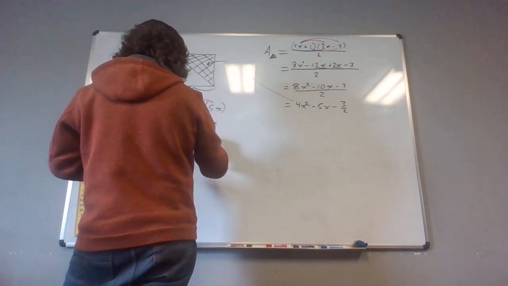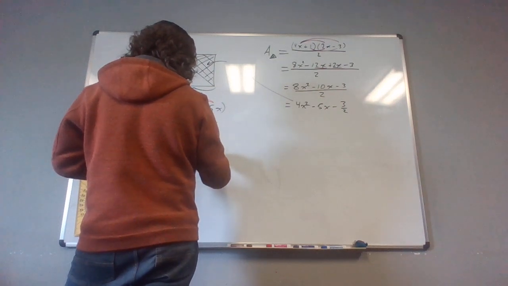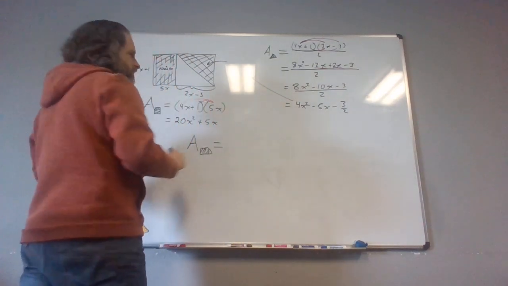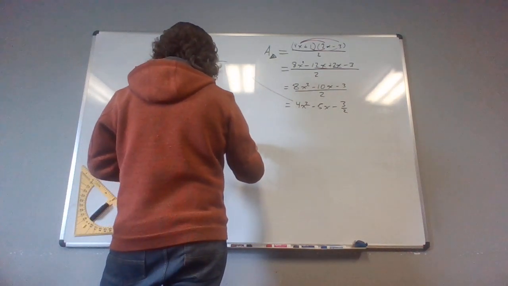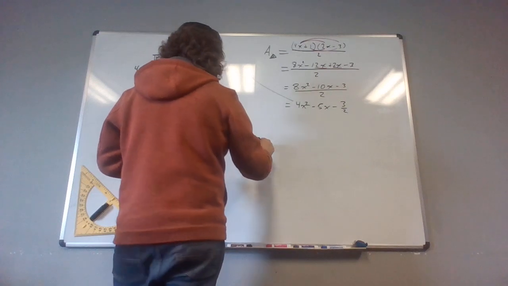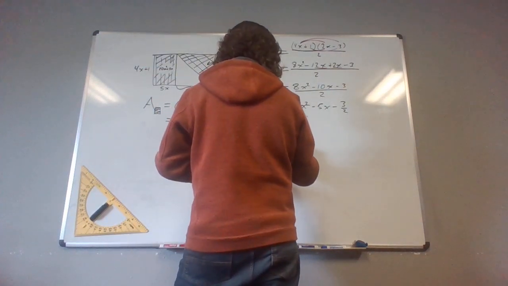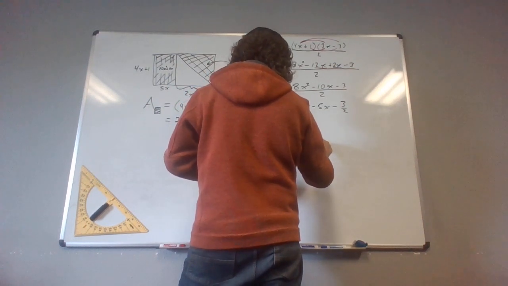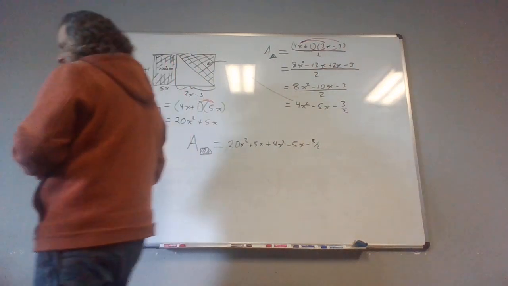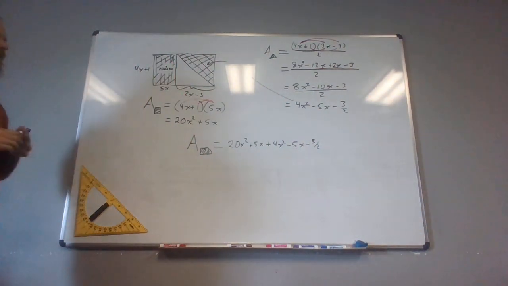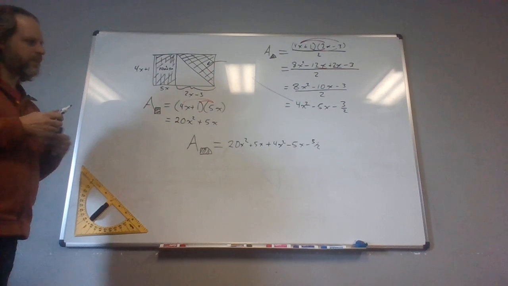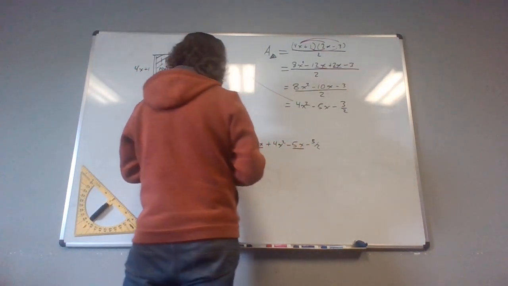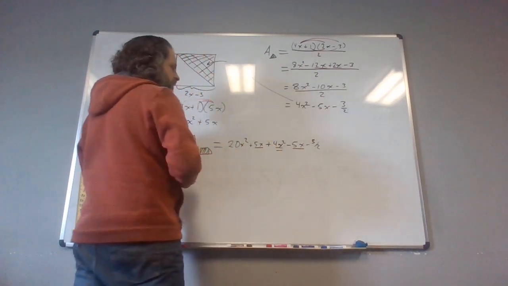So the total area of the shaded region is 20x squared plus 5x plus 4x squared minus 5x minus 3 halves. What can we do to simplify now? Combine like terms. Where are they? 5x, negative 5x, and 5x. Any other ones? 4x squared and 20x squared.